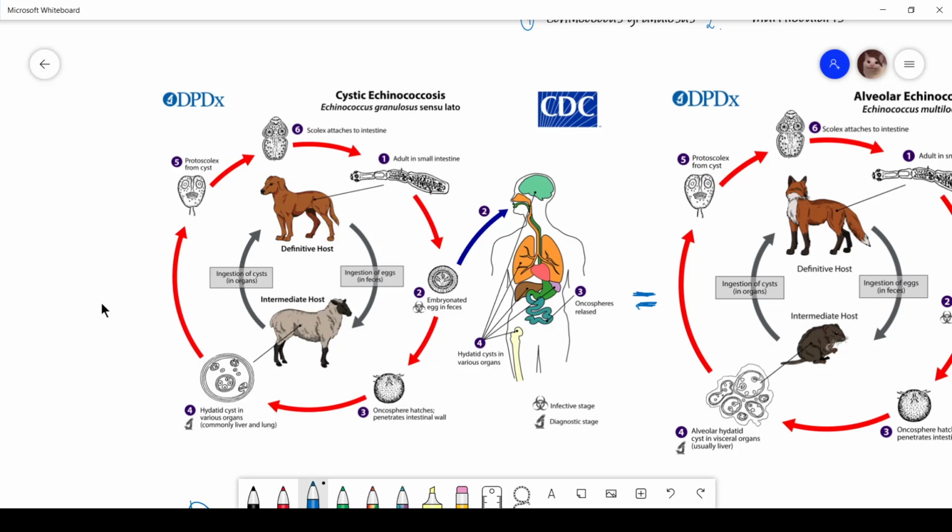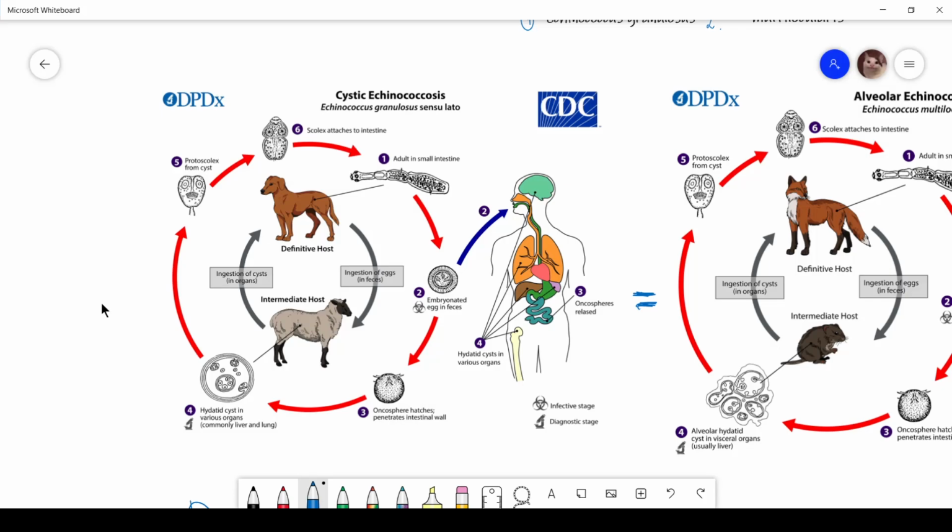In 75% of cases they are present in the liver and in the lungs. In these organs, the oncosphere develops into a thick-walled hydatid cyst that enlarges gradually, producing protoscoleces and daughter cysts that fill the cyst interior.